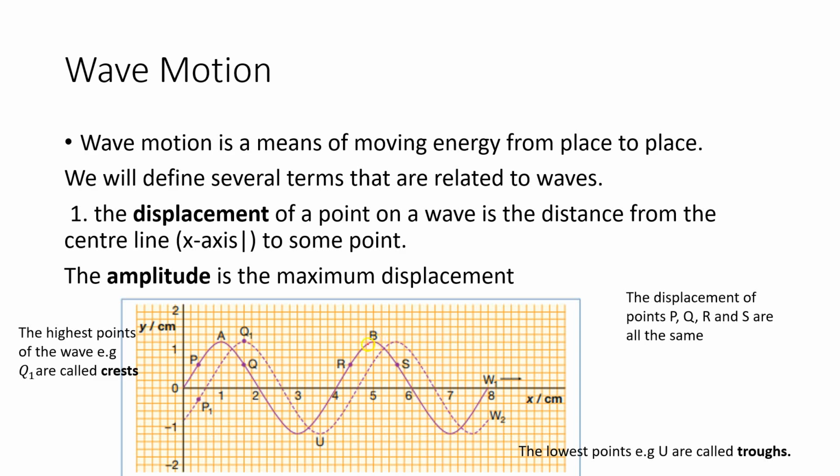Now, as it relates to waves, there are certain things that you'll hear us talking about at all times. One of which is what we call the displacement. It says the displacement of a point on a wave is the distance from the center line to some point. So here's our center line right here. It's almost like drawing a graph, obviously. That's our center line. Your displacement is that distance from the center line to some point.